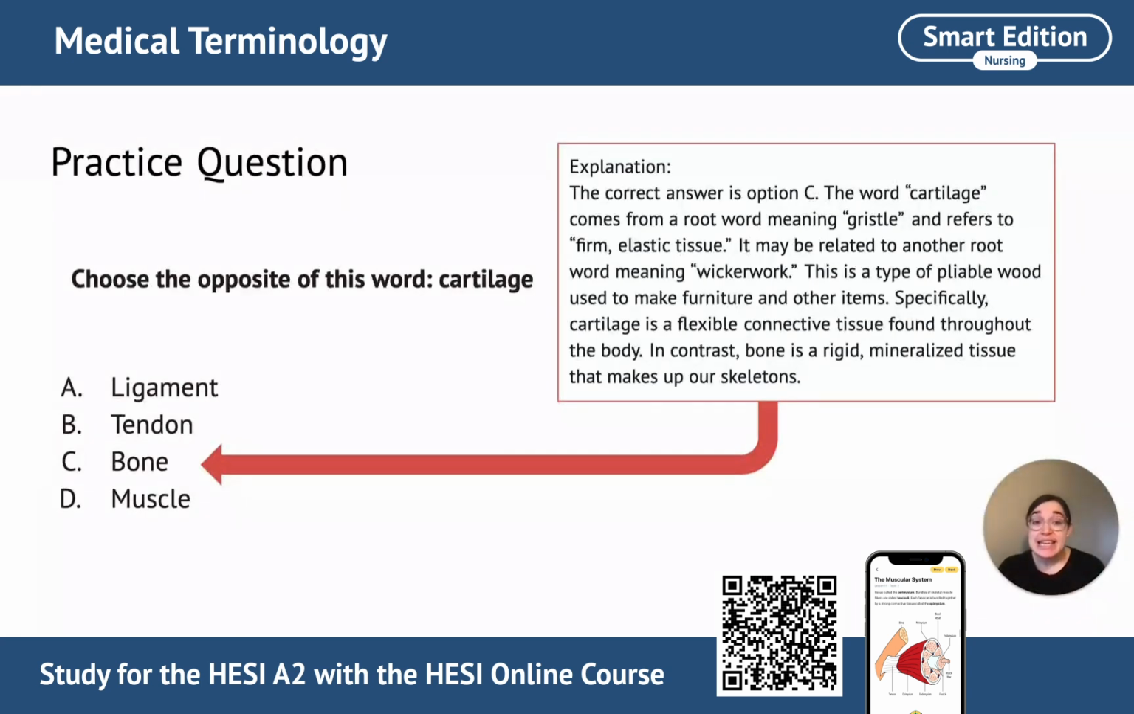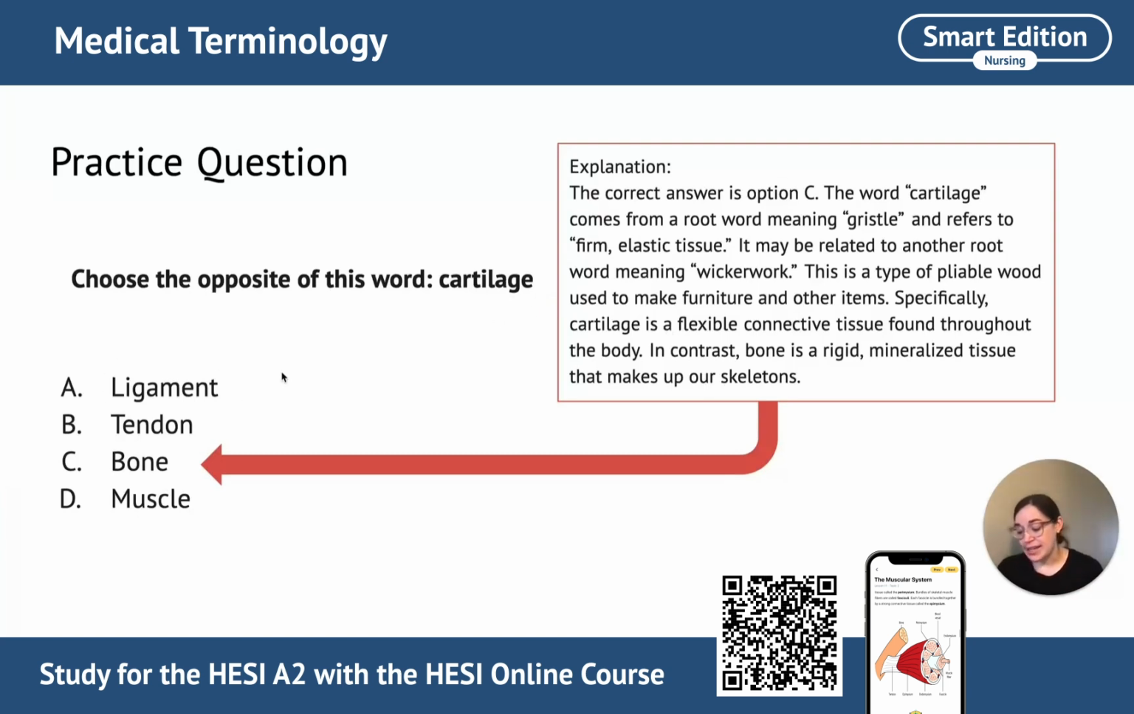And you can see that it's flexible if you move your nose around or the outside of your ear. It's easy to move those parts of our body because they're made of cartilage, which is, again, flexible, pliable. In contrast, bone is rigid mineralized tissue that makes up our skeletons. In other words, it is not flexible, and that's what makes it the opposite of cartilage.